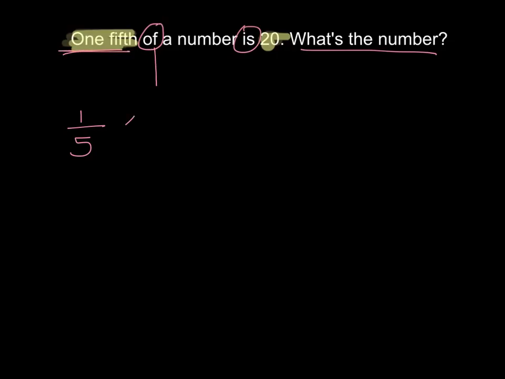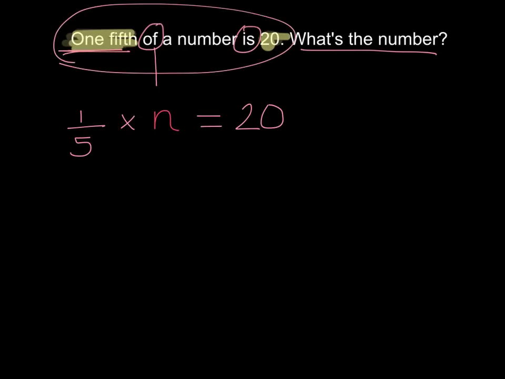"Of" in math means multiply, so I put multiply. A number, we're talking about a variable. We don't know that number, so I'm going to call that n, because we don't know what that number is. Okay? "Is" in math is equal to, and 20. That's what it is. I just took each little part, and I translated it, and now I can solve. It's a one-step equation.